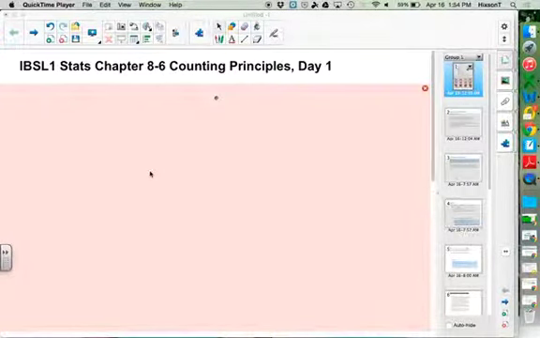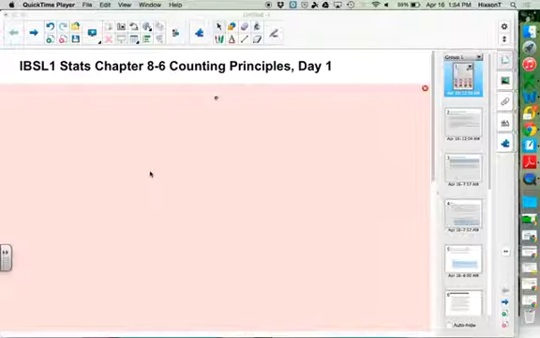So what we're starting today is our unit on statistics and probabilities. Now, probability is basically trying to figure out what your chances are, or how likely something is to happen. Probabilities are used all the time.